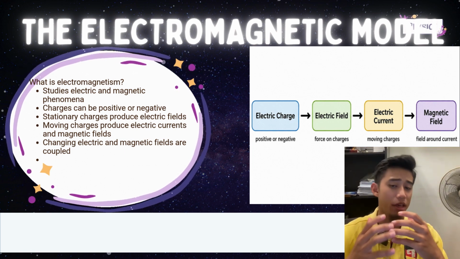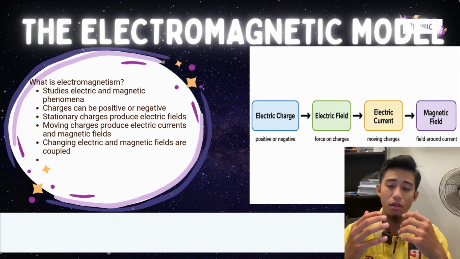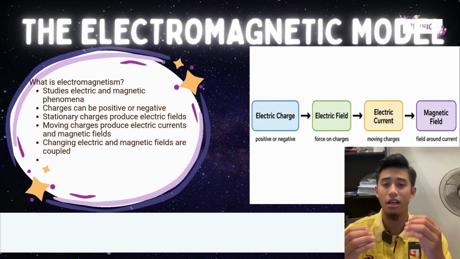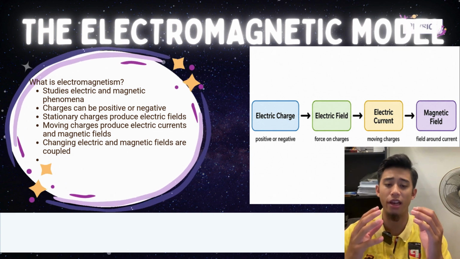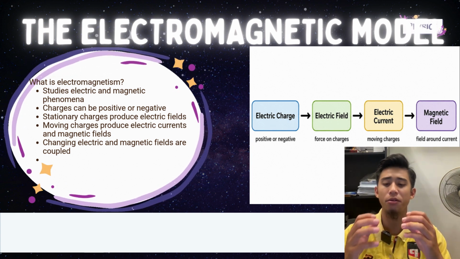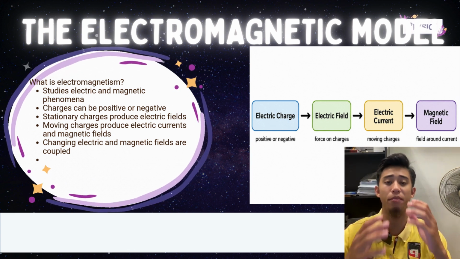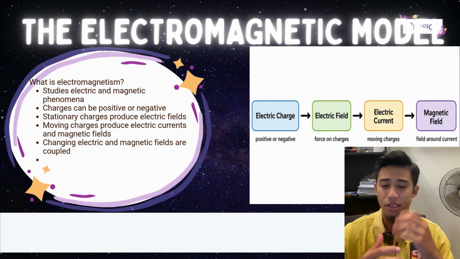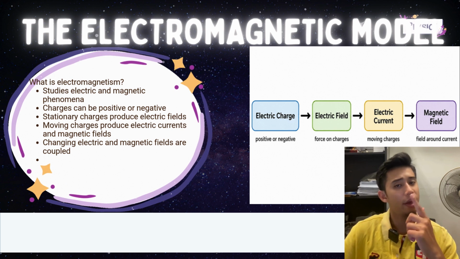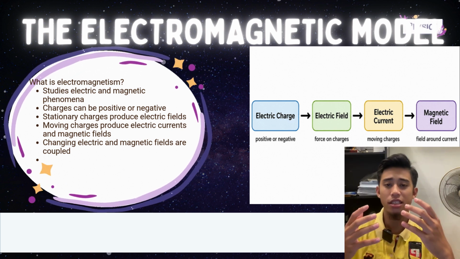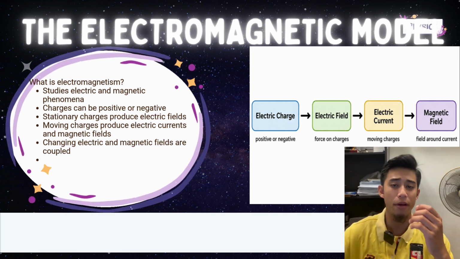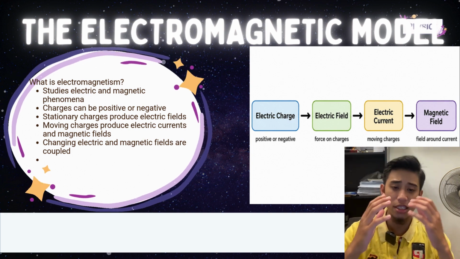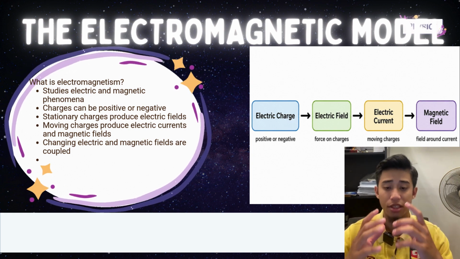For the electromagnetic model, electromagnetism is a branch of physics that studies the behavior of electric charges and the relationship between electricity and magnetism. There are two types of electric charges, positive and negative. Charges with the same sign will repel each other, while charges with opposite signs will attract each other.